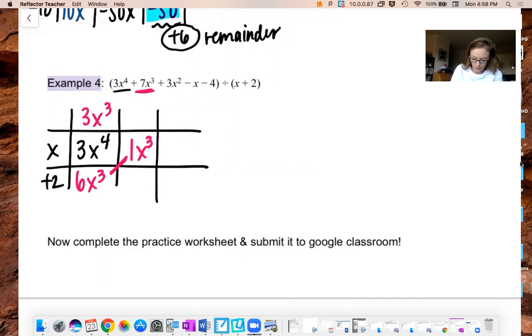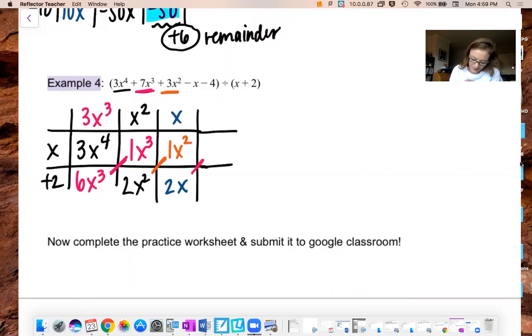Okay, so let's see, 1x cubed, I already have an x, so this has to be an x squared. Then if I multiply 2 times x squared, this becomes 2x squared. Then I think about my diagonals again. I need my x squareds to become 3x squareds, so this has to be a 1x squared. I know in the top up here, this has to just be an x because x times x gives us x squared, and then 2 times x is 2x. We're just going to extend it one more.